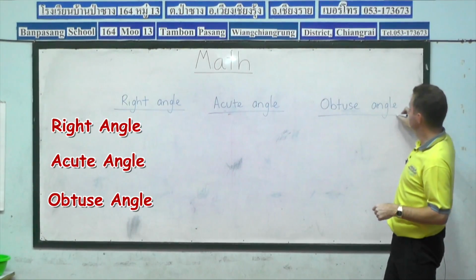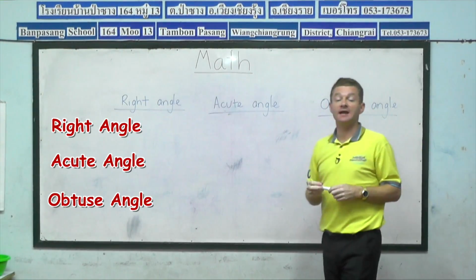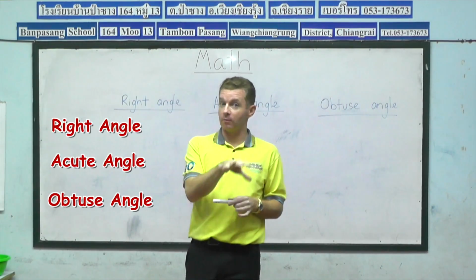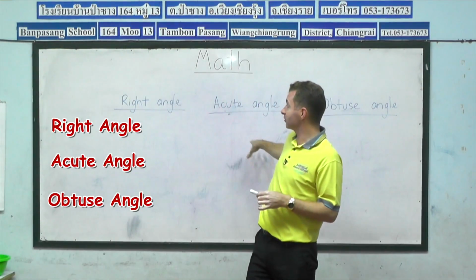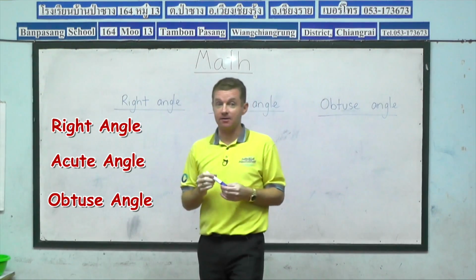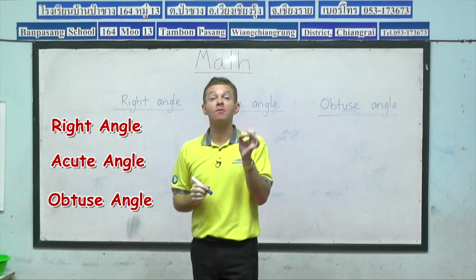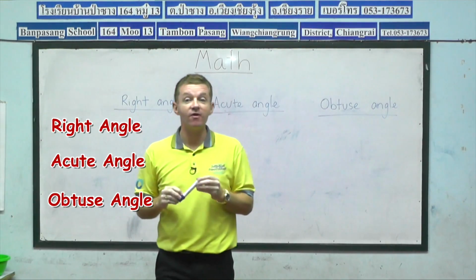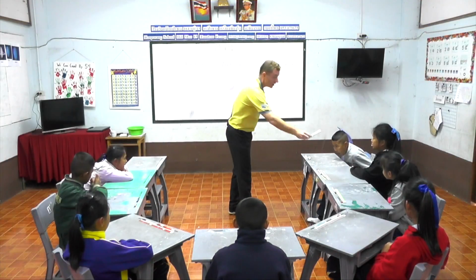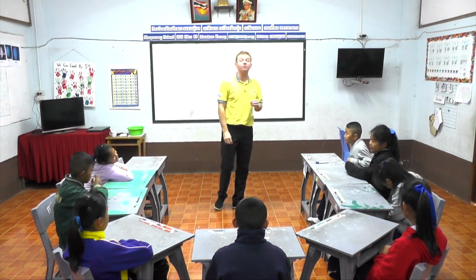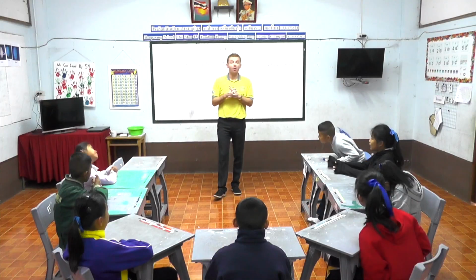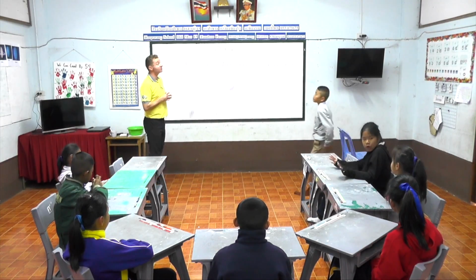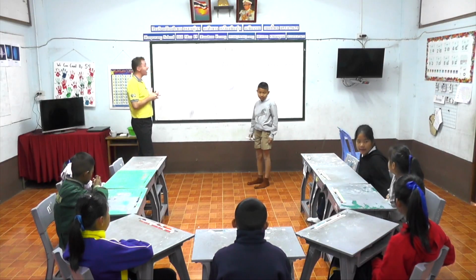Excellent. So now, to begin this lesson, what we're going to do is I'm going to select some students to come forward and demonstrate how to draw one of the various angles, remembering the amount of degrees that we need to use. So let's see who can go first. And the first student today to draw the first angle will be Pangpon. So Pangpon, can you demonstrate how to measure and draw a right angle, please?